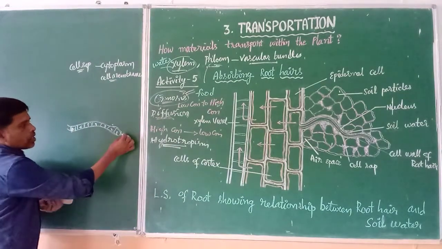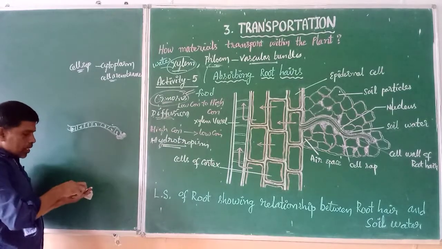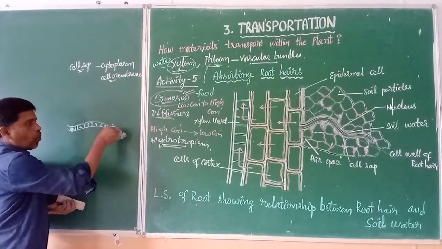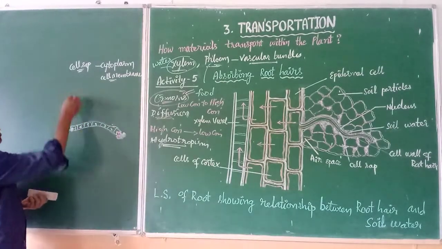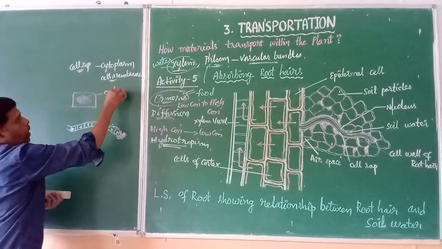Now let us see. Suppose the water present here is absorbed by the first cell. This first cell is absorbing the water now. In every cell we have some liquid called the cytoplasm.